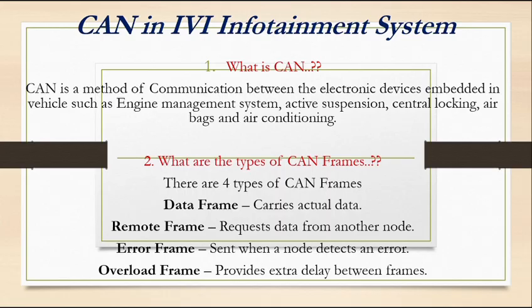What are the types of CAN frames? There are four types of CAN frames. One is data frame, which carries actual data. Second one is remote frame, which requests the data from another node. Error frame occurs when a node detects an error. Overload frame provides extra delay between the frames.